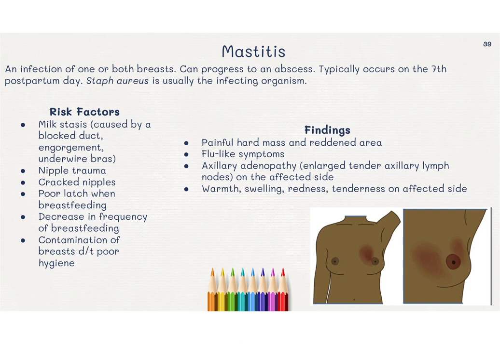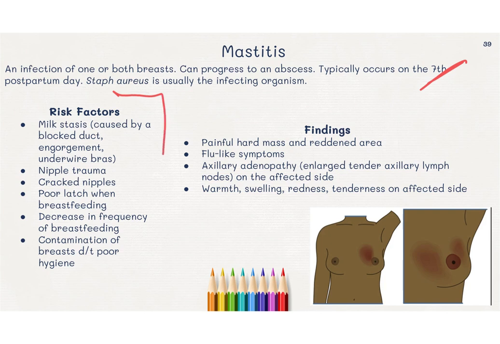Next is mastitis. So mastitis is an infection in one or both of the breasts. Mastitis can lead to septicemia because it is an infection. It can lead to an abscess on the nipple or the area. It typically occurs around the 7th postpartum day. Again, your patients are home. Teach them what to expect, what is normal, when they should call their healthcare provider. And staph is usually the organism that causes this mastitis.